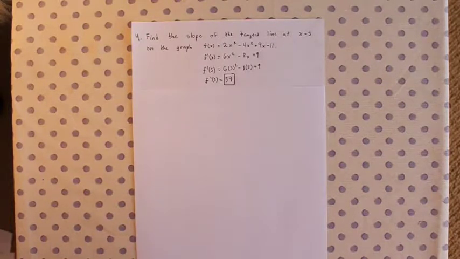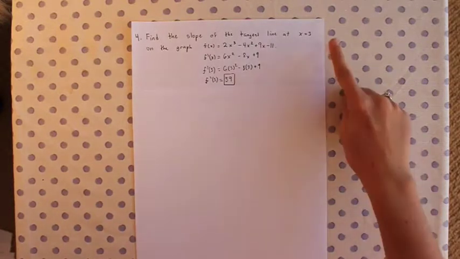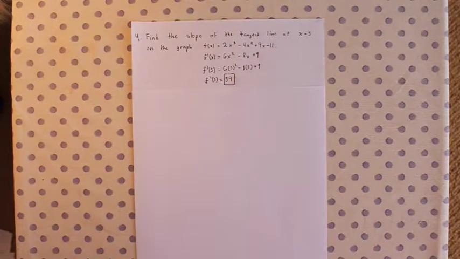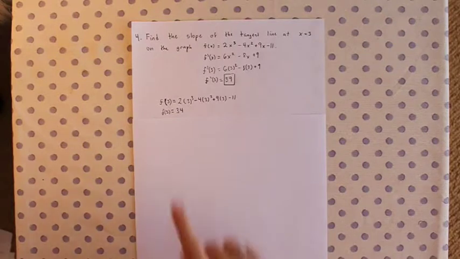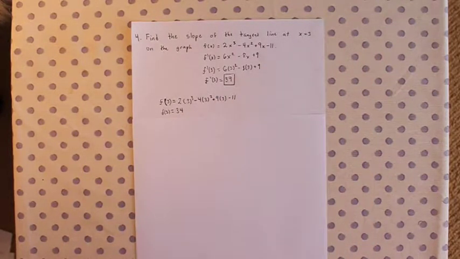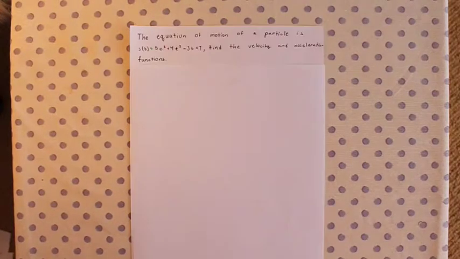Now let's say you were required to find the equation of this tangent line. First you would plug in 3 to the original equation to find your y value. Now you have a y, x, and your slope, so you can just plug it into point-slope form. Then you can make this into slope-intercept form to get your final answer.